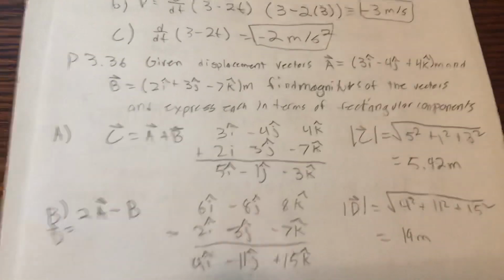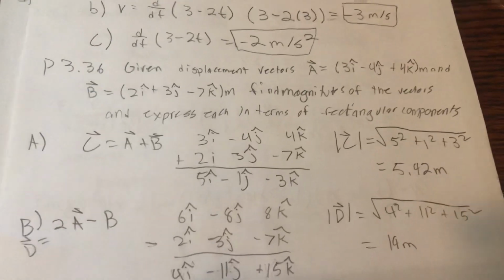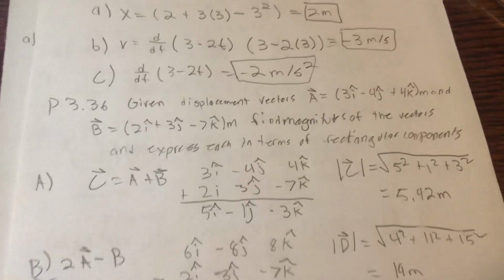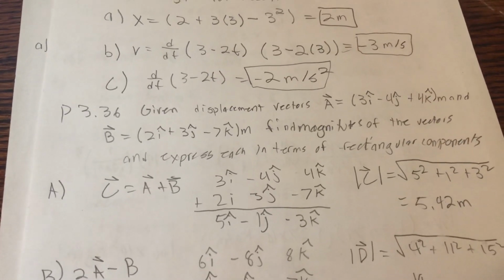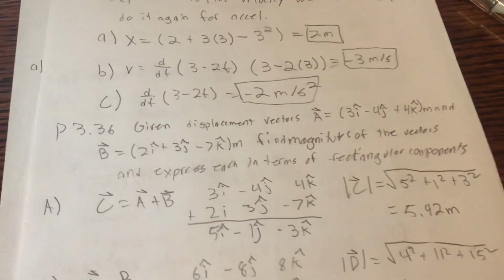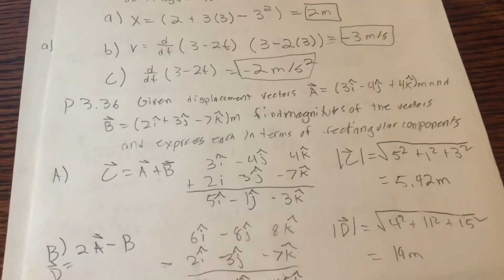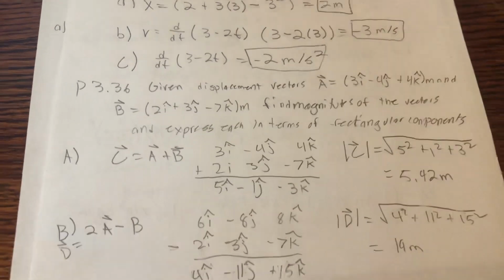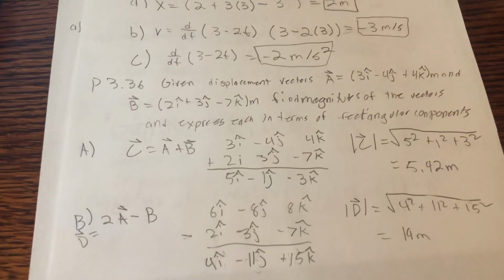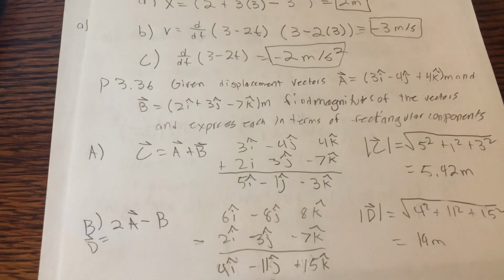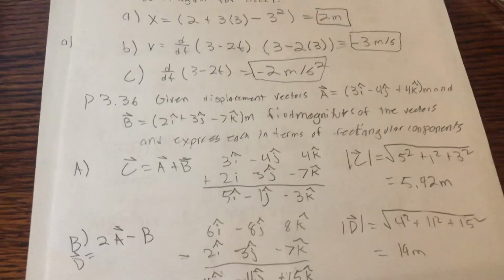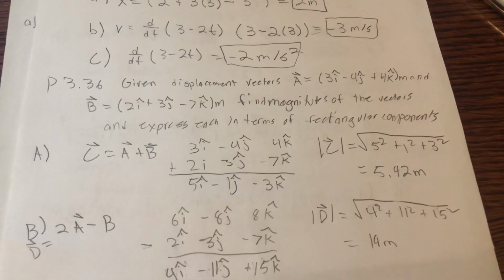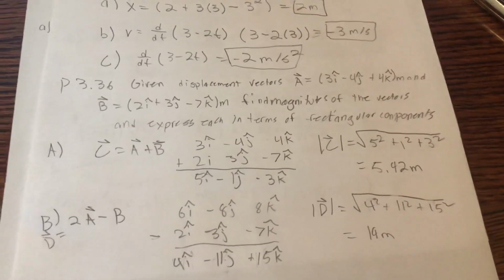And then moving on to problem 3, I chose problem 36, and the problem reads, given the displacement vectors A equals 3i hat minus 4j hat plus 4k hat meters, and B vector, which is 2i hat plus 3j hat minus 7k hat meters, find magnitudes of the vectors and express each in terms of rectangular components.